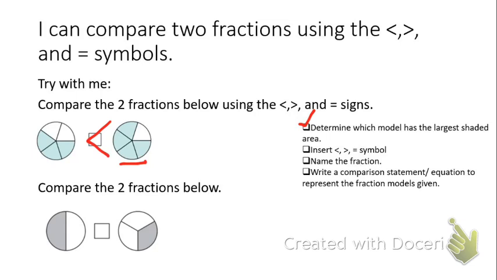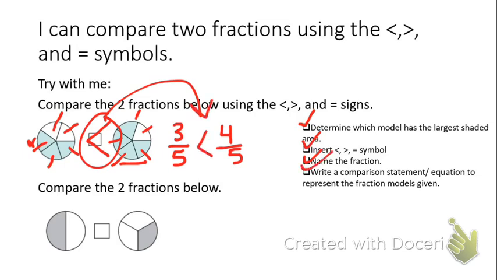Okay. Now I need to name my fractions. Okay. So first, how many pieces are colored in this first one? Well, I see 1, 2, 3, right? And then how many pieces are there in total? 1, 2, 3, 4, 5. There's 5 pieces. And then I'm going to do the same thing for the next fraction. How many pieces are colored in? 4. How many pieces are there in total? 1, 2, 3, 4, 5. There's 5. And then in order to make it a comparison statement, I just need to move my symbol.